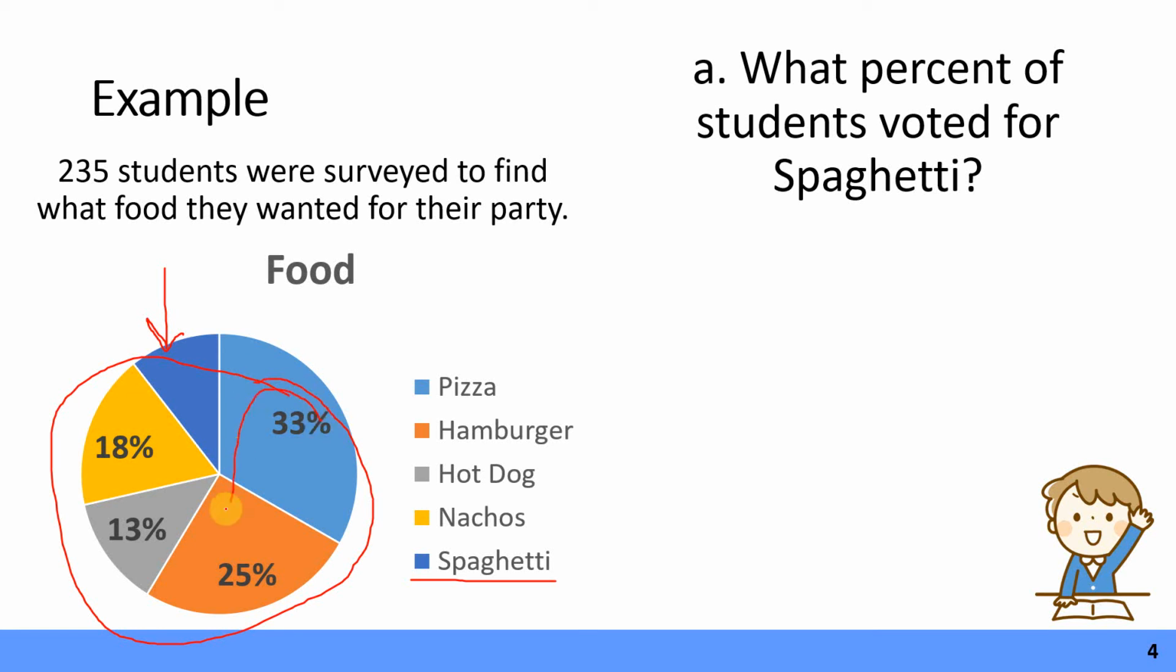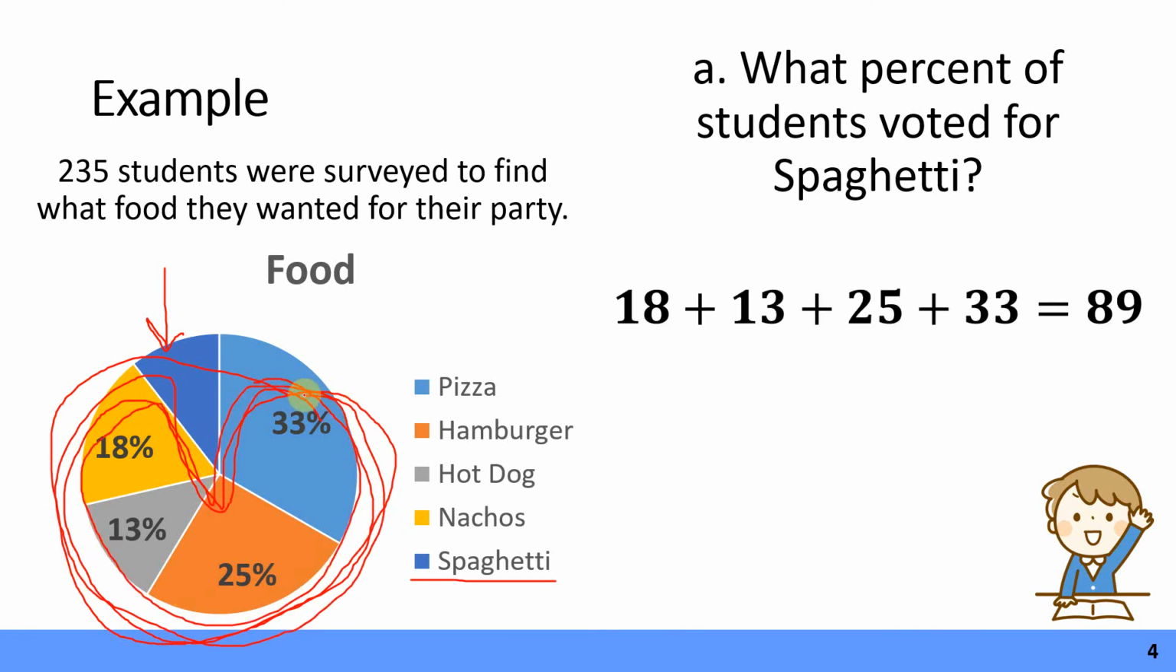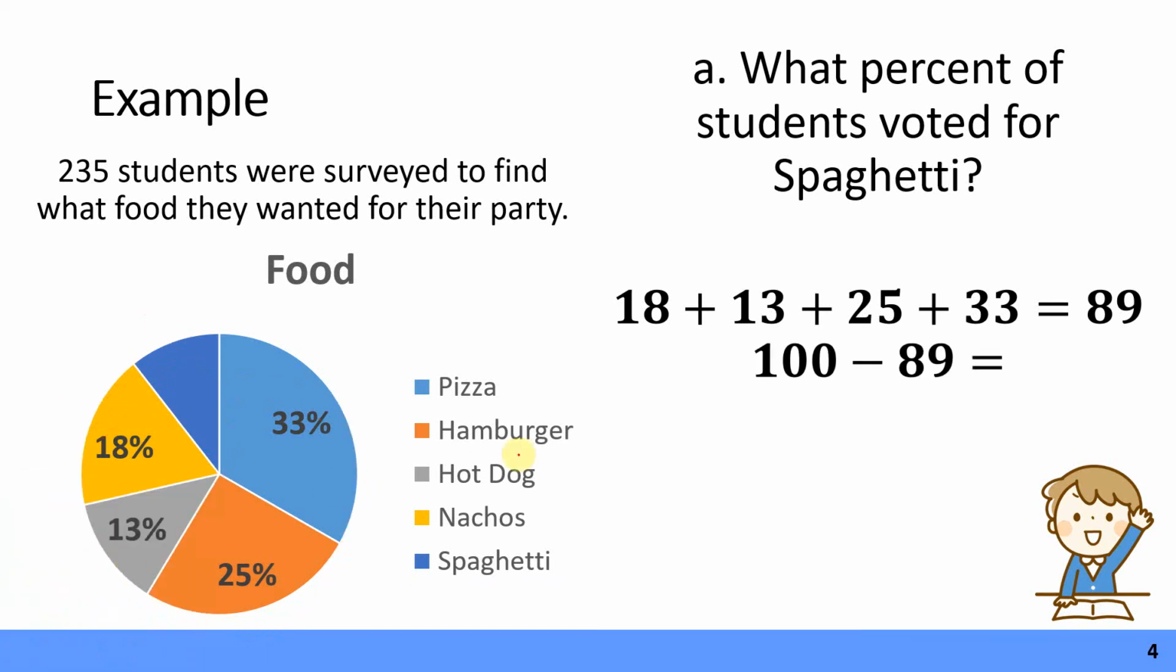So we're going to go ahead and add all of these values first, the ones that are given. And when you add all of those values using your calculator, you will find out that they add up to 89. Again, the pie chart is not complete until it adds up to 100%. So all we have to do now to find the missing percent is subtract the 89 from the 100. Right, so 100 minus 89 gives me the 11% that is missing. So that means that my spaghetti accounts for 11% of the student survey.